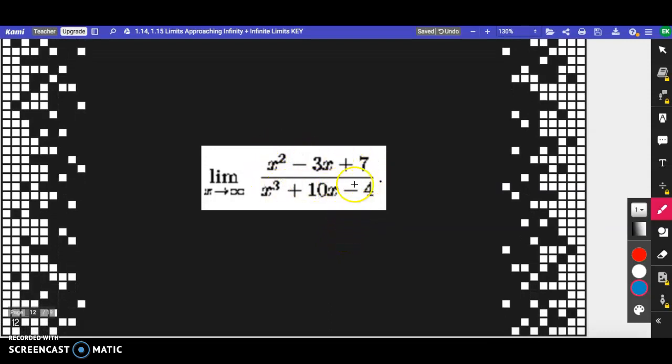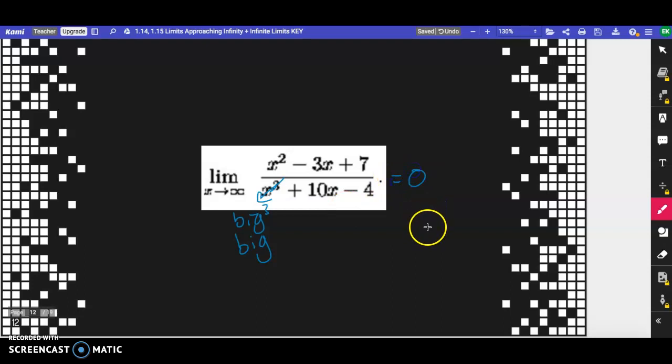This one, you're looking at all the pieces of your rational expression, and we see that the biggest piece you have to worry about is x cubed. So as this goes towards a big cubed, which is really just big, the denominator of your rational expression gets infinitely large, so the whole thing gets infinitely small, goes towards 0.